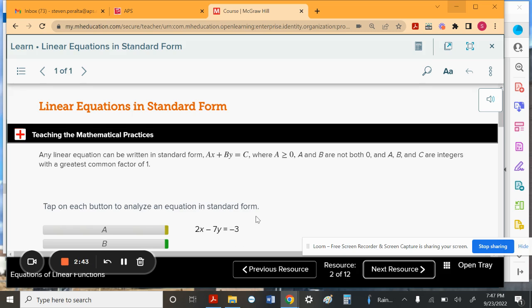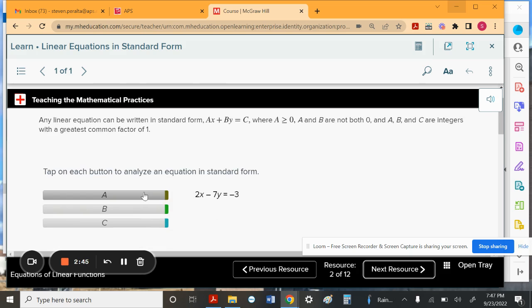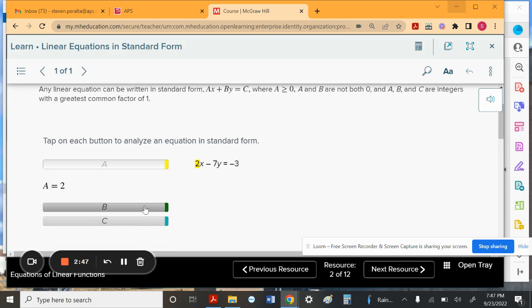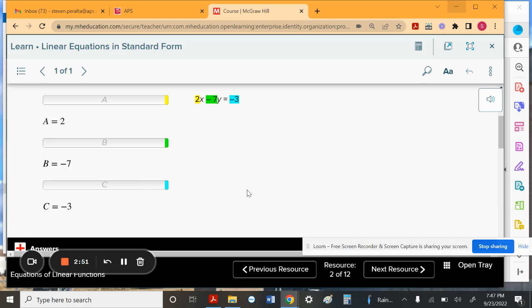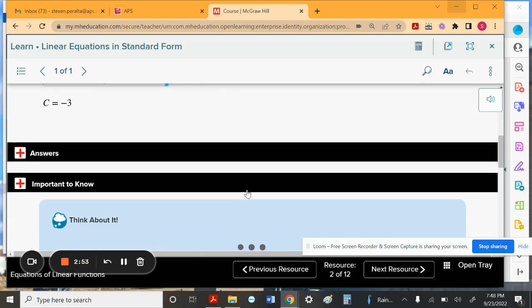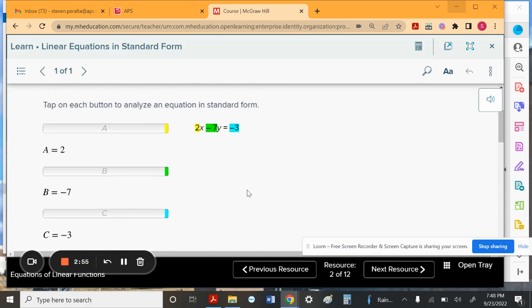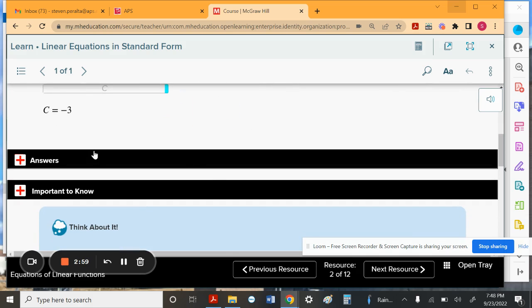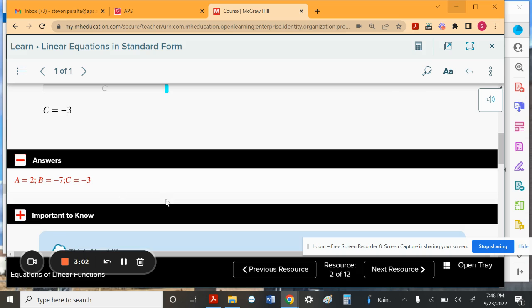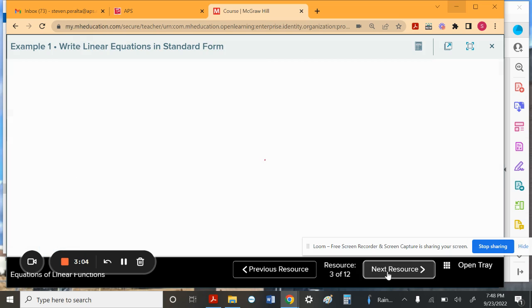So that's what we're looking at. So a is 2, b is -7, and c is -3. So that's really all we're looking at in that particular case. Okay, so we're just checking that out and seeing what that value is. Okay, I think those are just the answers. And so moving on to actually writing them.